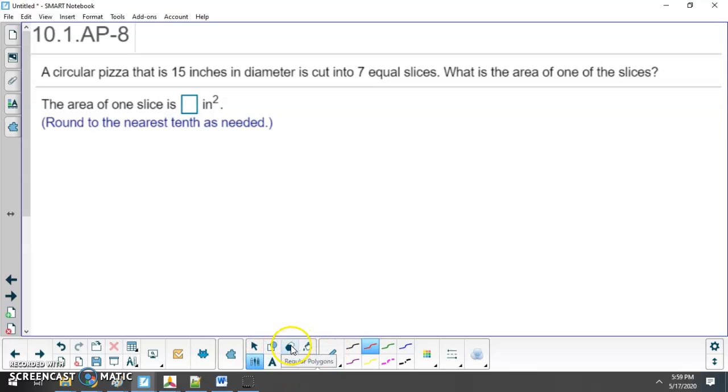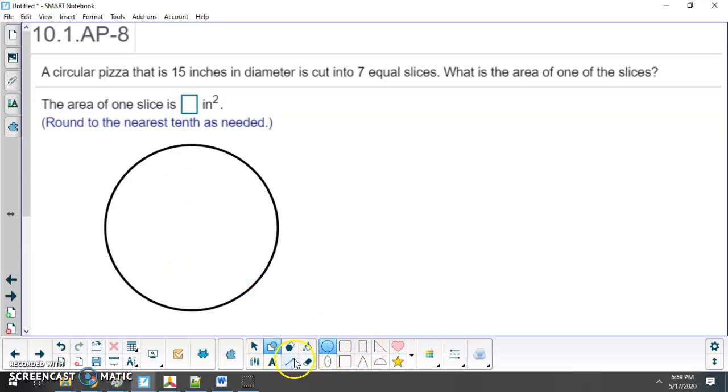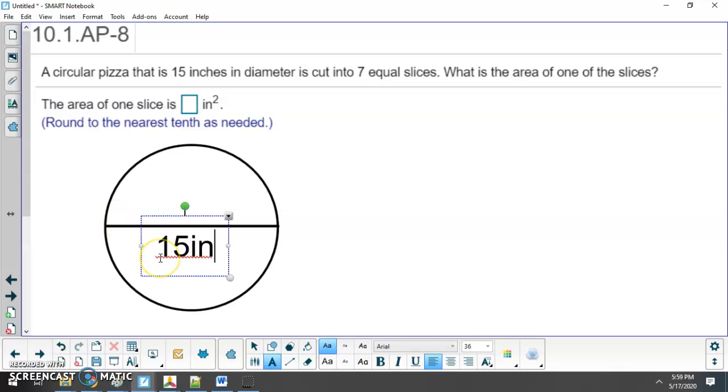Good old pizza here. Yummy, yummy in my tummy. All right, so here we go. We got a circle pizza that has a 15-inch diameter. So that means through the circle, it's 15 inches. So you have 15 inches.